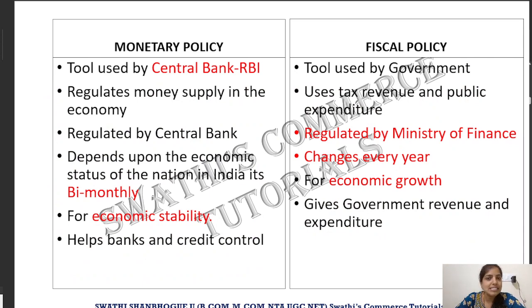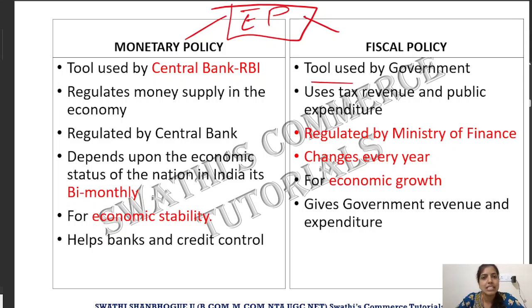Then we went on to the third aspect of your economic environment, where we read about the economic policies. We segregated these economic policies into two types, one being the monetary policy and the other being your fiscal policy. Monetary policy was a policy where we tried to regulate the money supply in the economy, whereas fiscal policy is a tool which is used by the government in order to generate the revenue as well as in order to manage the expenditure. Then in this slide, we have explained the ways in which these two differ from each other.